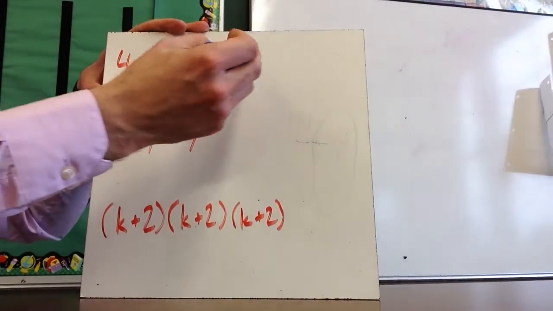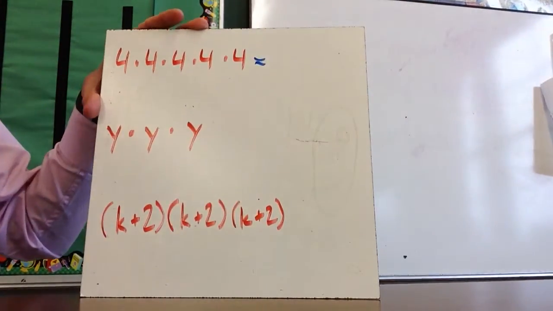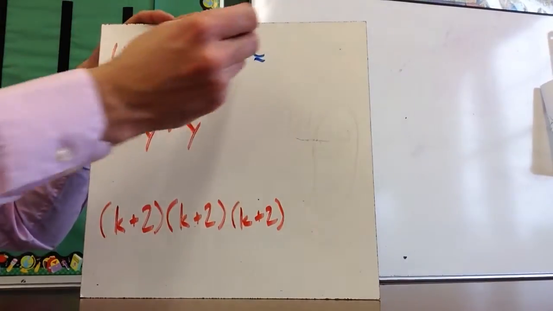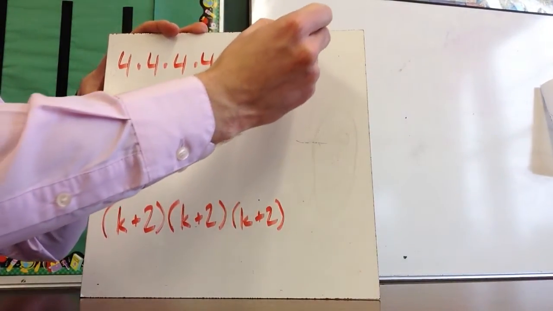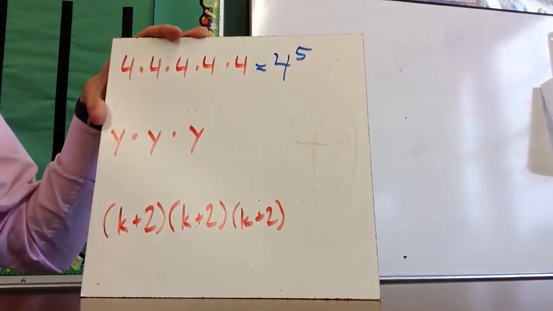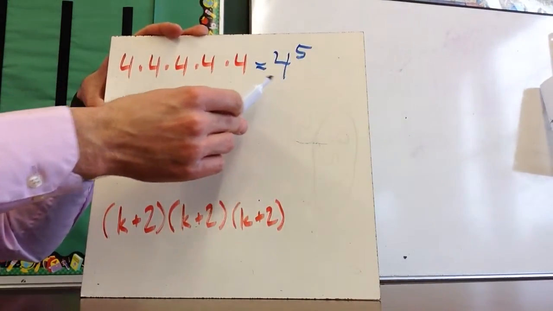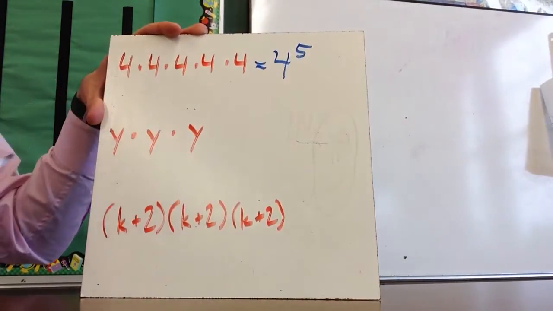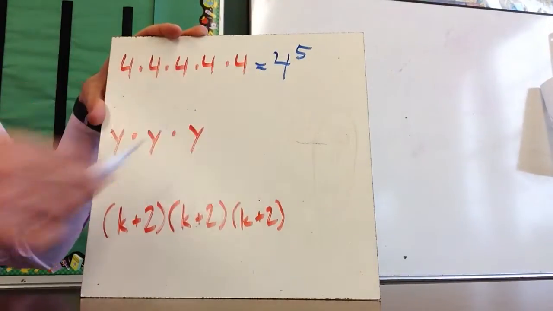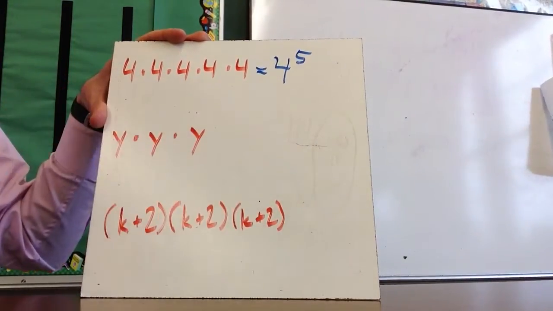Okay, and so when I simplify this, a lot of people then think that there are 5 4s, which there are, so this is written as 4 to the 5th power. Which means that 4 to the 5th power means 4 times 4 times 4 times 4 times 4. It does not mean 4 times 5, because this does not equal 20.